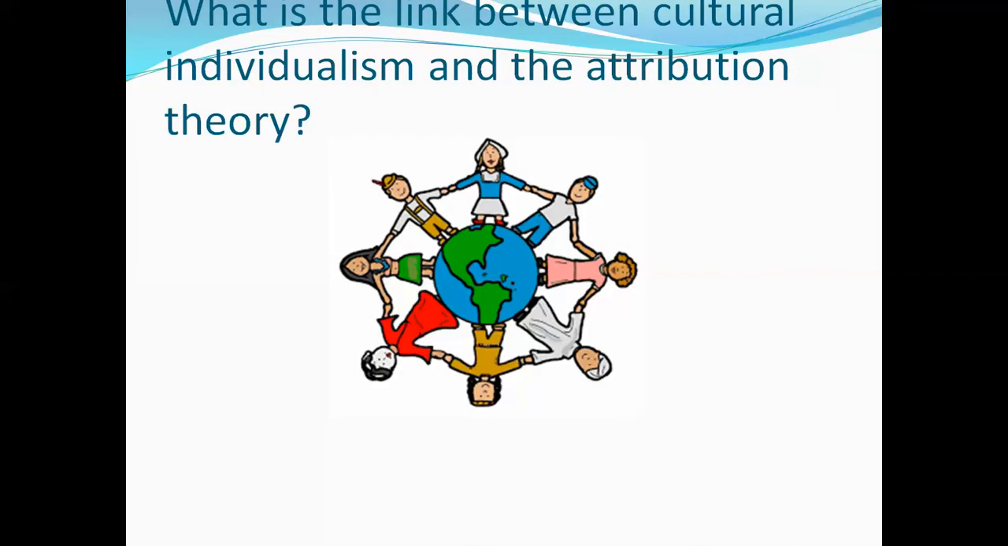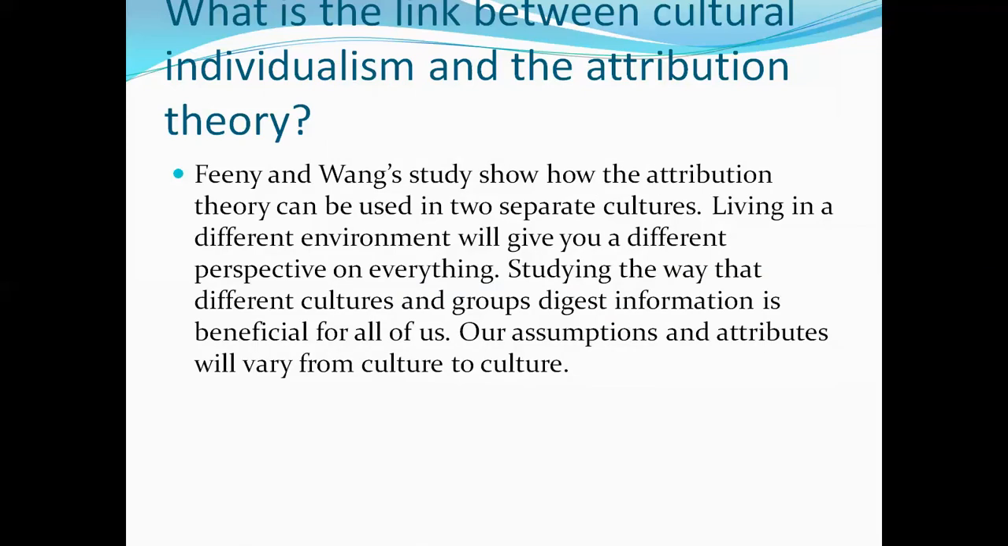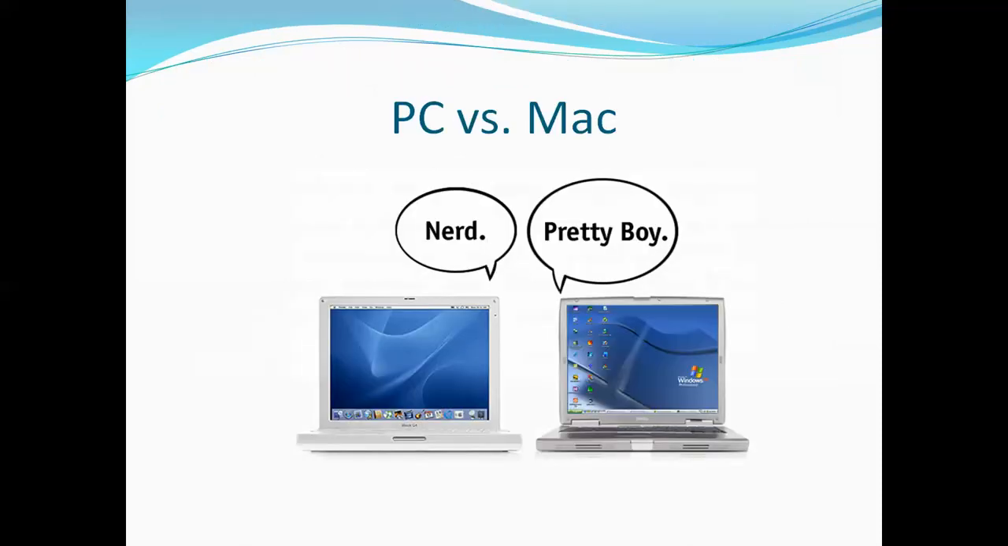What is the link between cultural individualism and the attribution theory? Feeney and Wang's studies show how the attribution theory can be used in two separate cultures. Living in a different environment will give you a different perspective on everything. Studying the way that different cultures and groups digest information is beneficial for all of us. Our assumptions and attributes will vary from culture to culture.